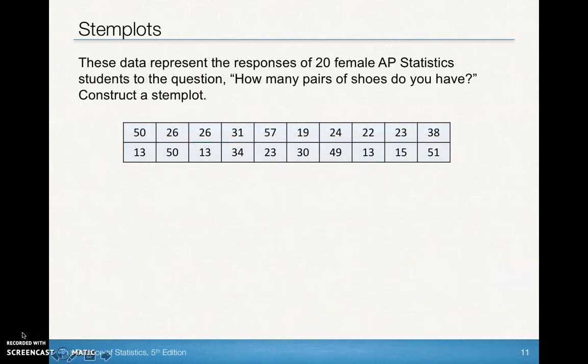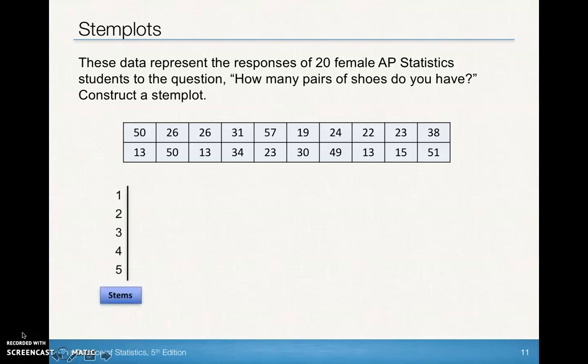So here's an example. We've got these numbers. There's 20 of them. Oh, I guess I could have read that up top. There's 20 students, and you ask them how many pairs of shoes they have. So we're going to construct a stem plot right now.